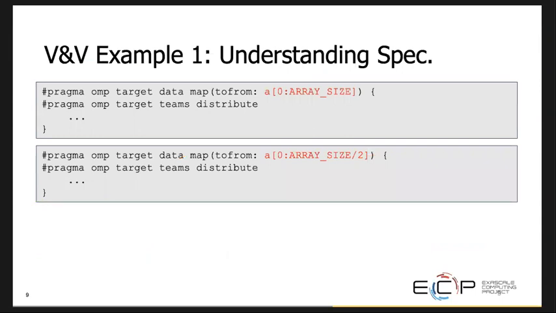So the first example is about understanding the specification. Now here is a code snippet. The first box, we are trying to map an array A, the whole array. And in the second example, everything is the same, but we are only trying to map half the array. Now, these are nested pragmas, and they both specify a data mapping over the array section. The only difference being that in the top part, the entire array is mapped, and in the second, only a portion of the array is being mapped. What we found out was the first one works, the second one does not.